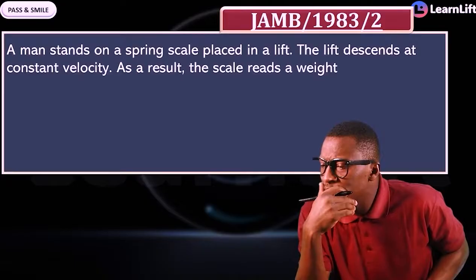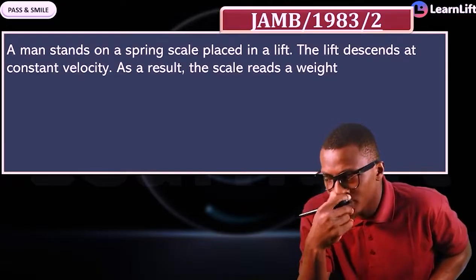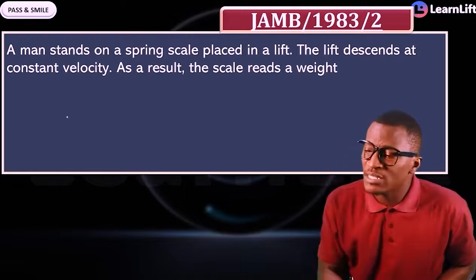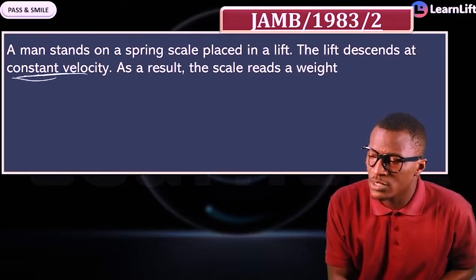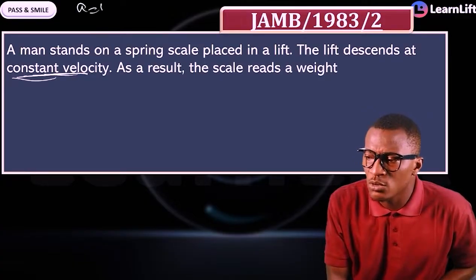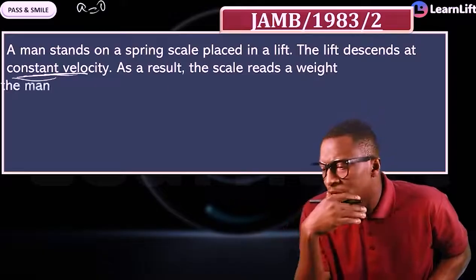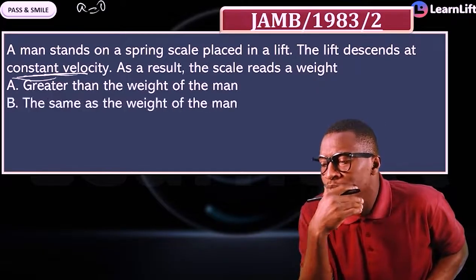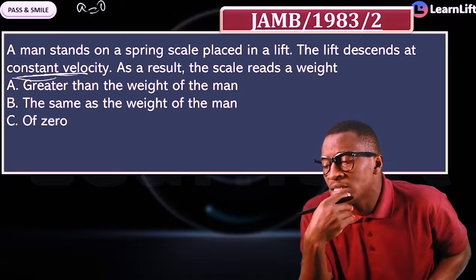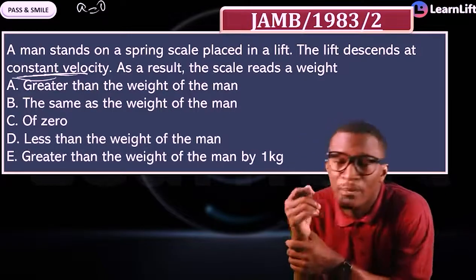The first question says that a man stands on a spring balance, on a spring scale, placed in a lift. The lift descends at constant velocity. Okay, let's catch that word: constant velocity. When it's constant velocity, that means acceleration is equal to 0, right? What will the scale read? Option A says greater than the man's weight. B says the same as the man's weight. C says 0. C says less than the man's weight. D says greater than the weight of the man by 1 kg.